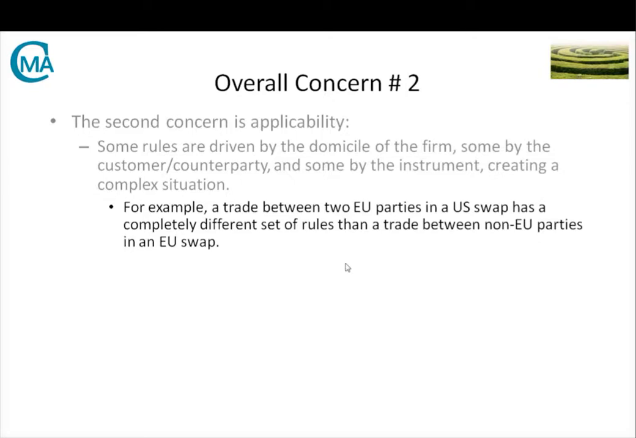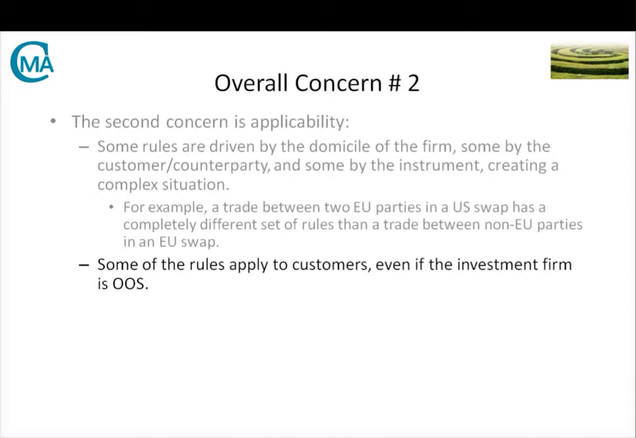One of the more common that we've seen is that two European parties, two EU parties, do a transaction in a US, in effect, domiciled swap. Completely different set of rules than two non-EU entities doing a swap that's domiciled in the EU, like a total return swap in the DAX or something like that. So as the firms are going through their business and their transactions, we'll get those events popping up one after another, and the rules are quite different.